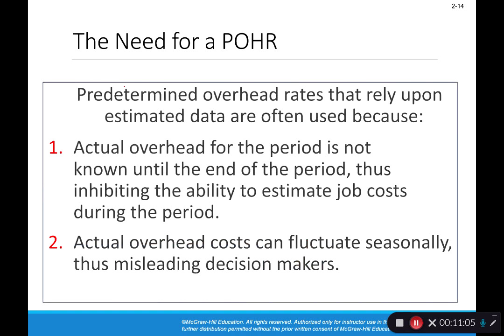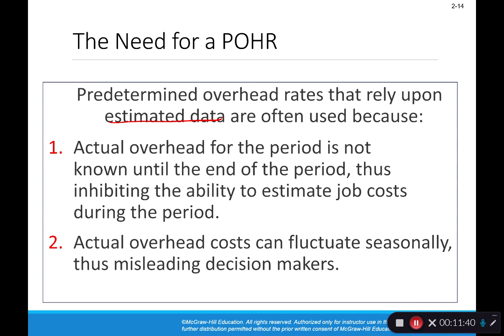So the predetermined overhead rate is using estimated data, as I already mentioned, and that's because the actual overhead isn't known, and actual overhead can fluctuate seasonally, which would also create misleading decisions. Why would that be the case? Well, if in the summer all of a sudden you incur a higher level of, say, air conditioning costs, and then that would mean that if you didn't calculate a predetermined overhead rate and you allocated overhead monthly, let's say, then the summer months you'd end up allocating more costs to your jobs simply because you're using the air conditioning.